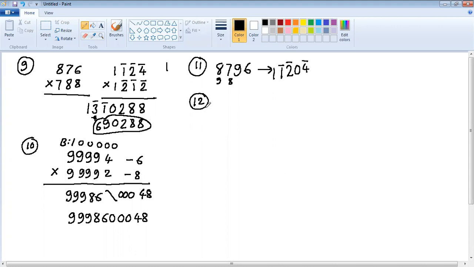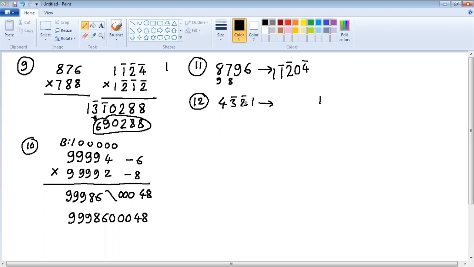Twelfth is vinculum to normal. 4 bar 3 bar 2. In the printout, the dash is put below because it's not possible to put it on the top directly, but it's written in the bracket. So to convert vinculum to normal, start from the rightmost digit.